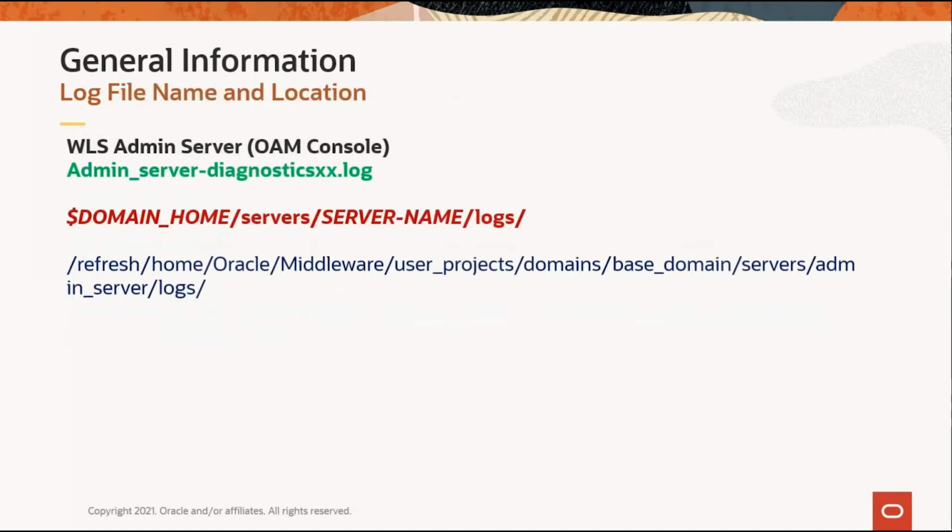The WebLogic admin server's log file is called admin_server-diagnostics and then a number value .log and is represented in green. The log file location format is represented in red, and the log file location example is represented in blue.